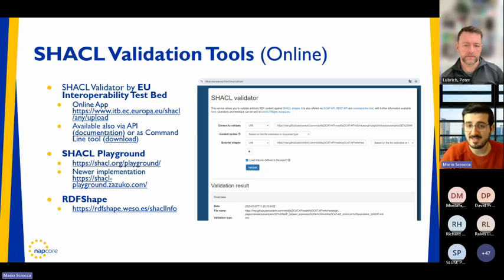Then we have the SHACL playground that has different implementations. There is also a newer one from Zazuko, but as Daham will show you, probably the oldest one is best because it managed to be compliant with the entire specification. And finally, we have also the RDF Shape, that is the tool that I showed to you before, that also has the possibility of running SHACL validation as a separate feature.